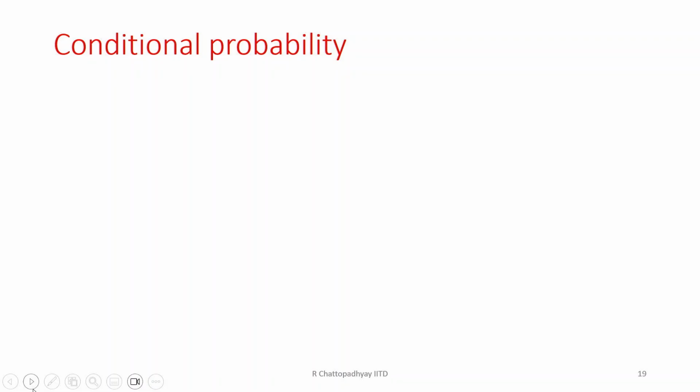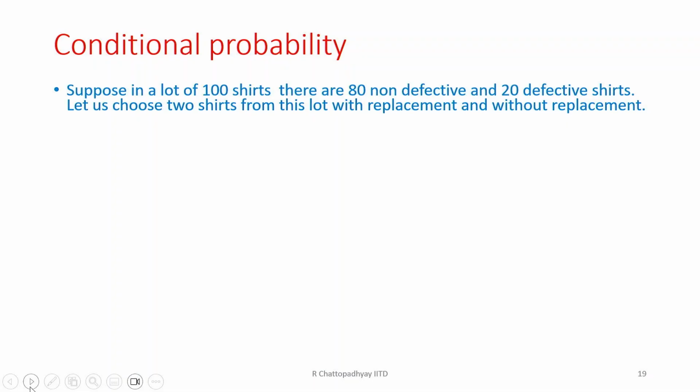Next comes conditional probability. Now I start with an example. Suppose in a lot of 100 shirts, there are 80 non-defective and 20 defective shirts. So you have a lot of 100 shirts, 80 non-defective and 20 defective. Defective is 20 and non-defective is 80. Total is 100.